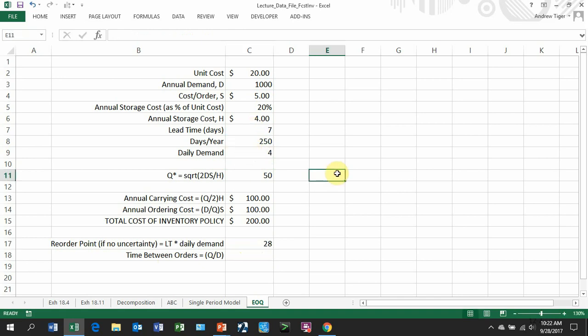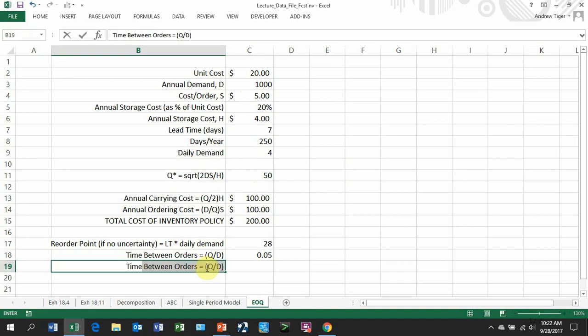And all that means is that I'm going to be monitoring my inventory, and when it hits 28, I place an order, I order 50, and then right before I run out, that 50 shows up. The time between orders is Q over D, 50 divided by demand. Now that's a time period in years.